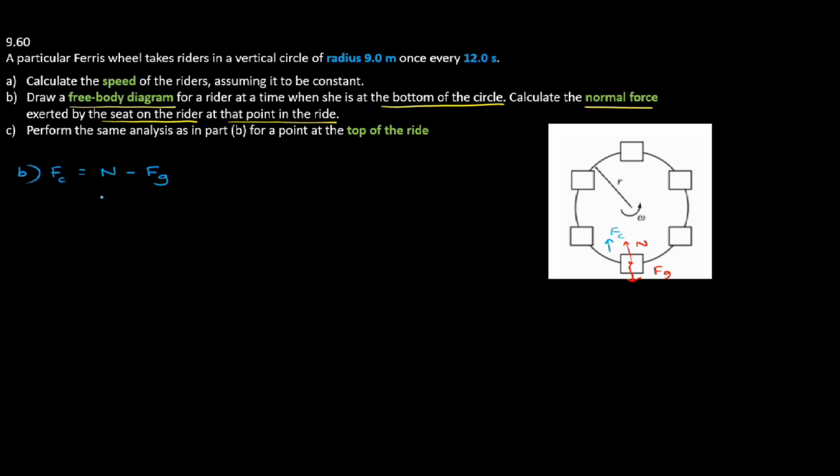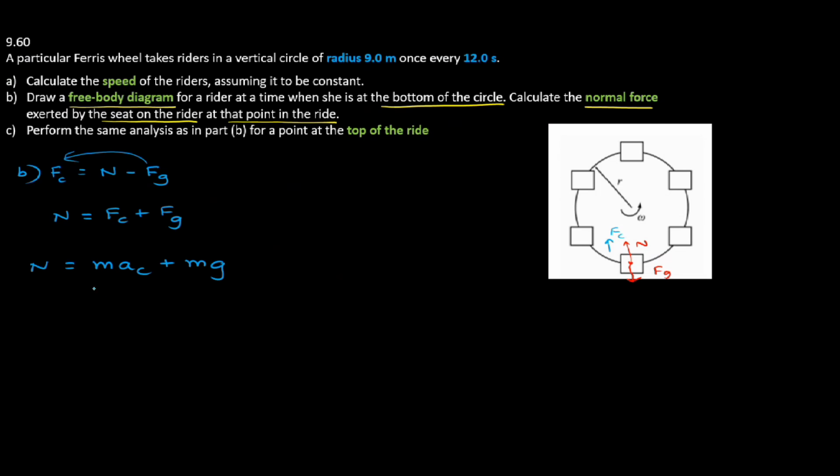Then we rearrange the terms to write in terms of normal force since we need to find this normal force. So I will write N is equal to Fc plus Fg. I move Fg to the other side, and when you move it, the minus sign here becomes plus. Now we can write Fc as mass times centripetal acceleration and Fg as mass times acceleration due to gravity.